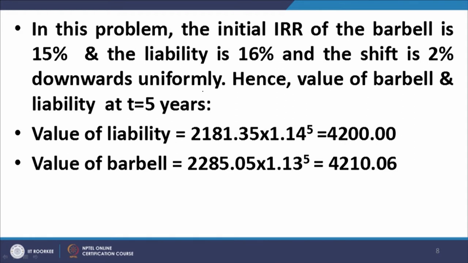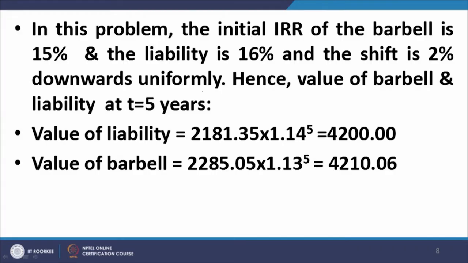Now, assuming that the initial IRR of the barbell was 15%, that is given to us, that is the YTM of the two bonds, and because both the bonds have identical YTMs, the curve is flat and therefore, we can use the weighted average YTM as such. I will come back to this issue of weighted average YTMs later on in today's lecture. It is a very important point and needs to be discussed in detail.